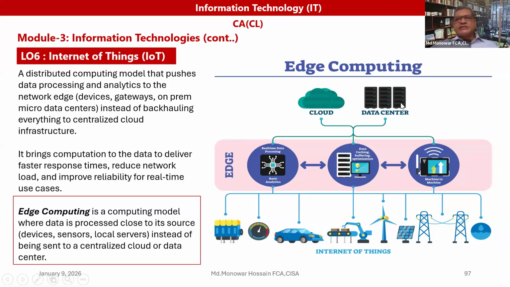If you see the picture here, that is edge computing. Each and every item connected to the internet or IoT, we can use it. Through that, sensor data goes to the center, this is the cloud, but sometimes it can be processed within the system, and that helps data delivery, faster response time, and reduces the network load also, and improves reliability for real-time cases. So edge computing will help the organization.